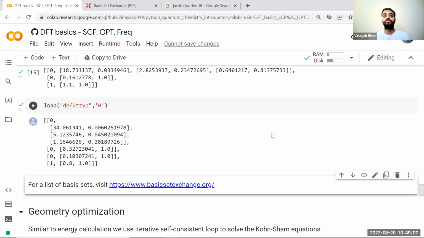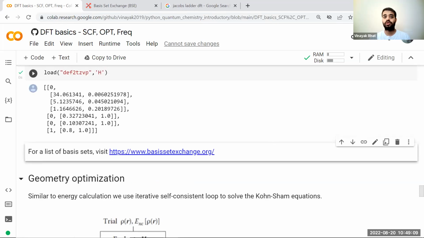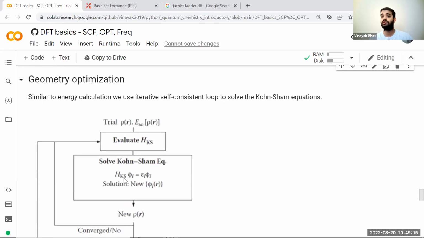Okay, that's good. So we just have 10 more minutes. So we'll go into the next part, which is geometry optimization.